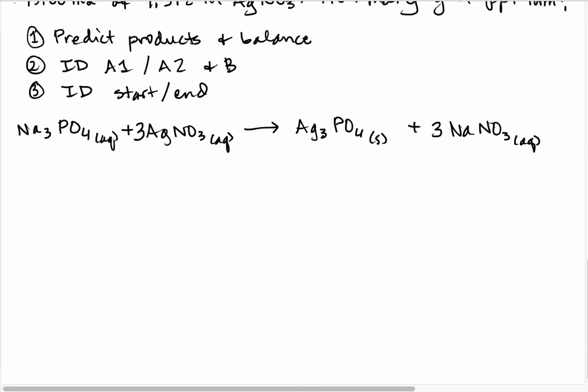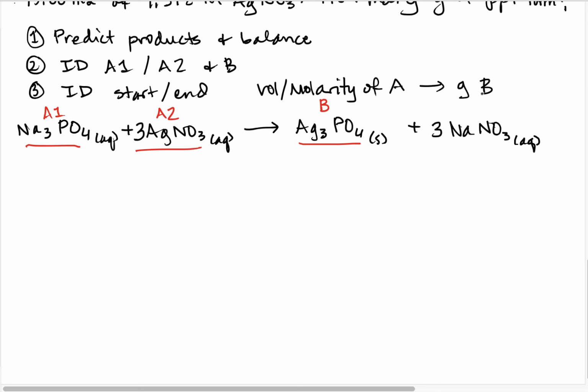And in our step 2, we can identify that our A1, well, it doesn't really matter which order you do them in, and A2 are our 2 reactants, and our insoluble product is B. So when we look at our starting place, it's going to be the volume and the molarity of A, and we're going to end with grams of B.